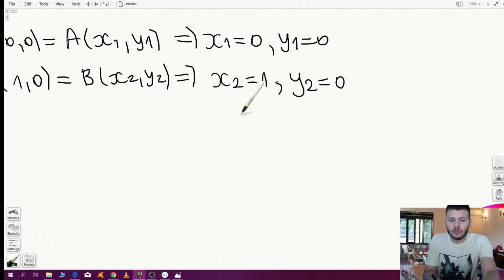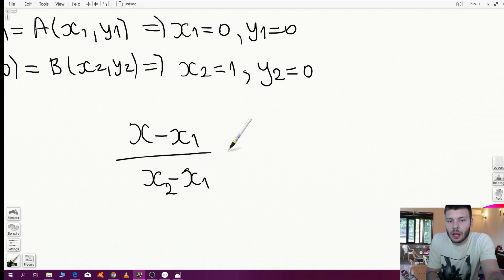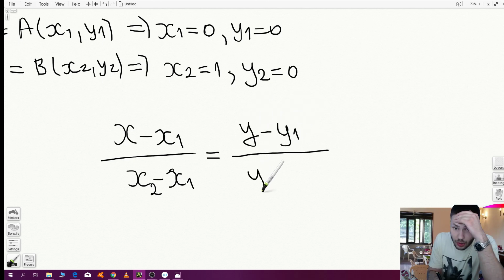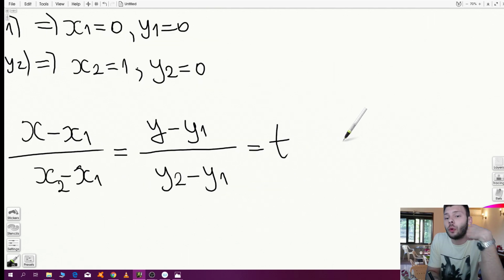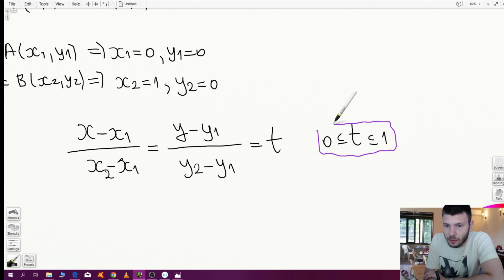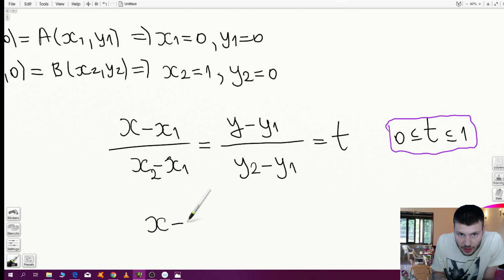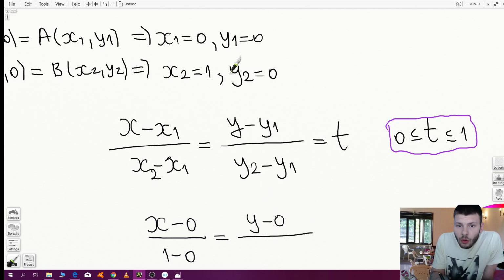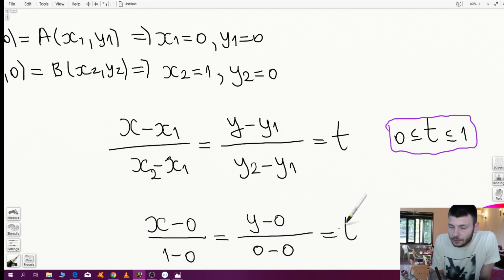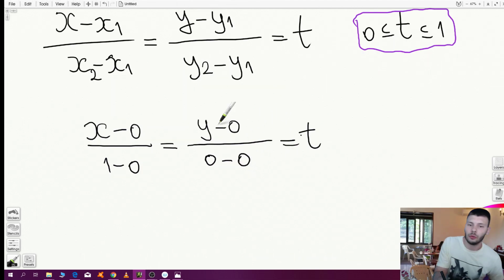So we will write the equation of the straight line: (x minus x1) over (x2 minus x1) is equal to (y minus y1) over (y2 minus y1) is equal to t, where t goes from 0 to 1. This is the range of t. And now let's substitute these values here: (x minus 0) over 1 is equal to (y minus 0) over (0 minus 0). This is a little strange, but it's not very strange. I will show you how to manage this.